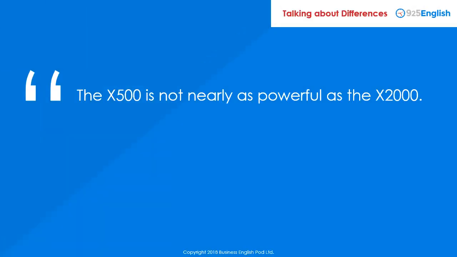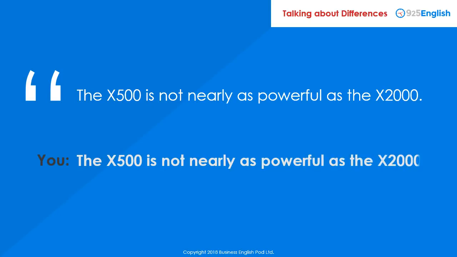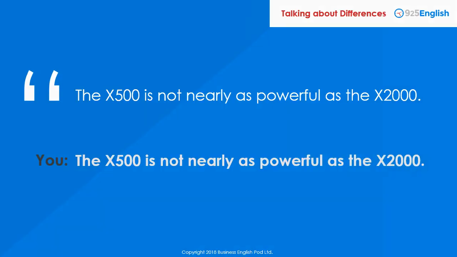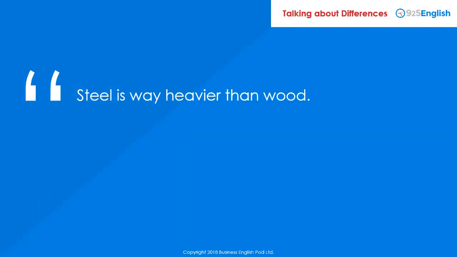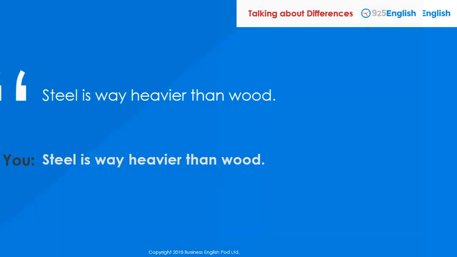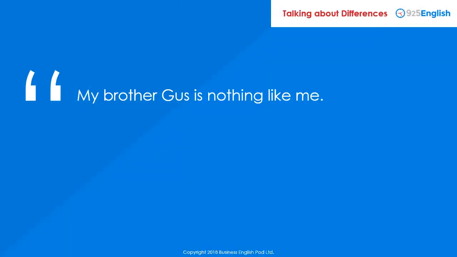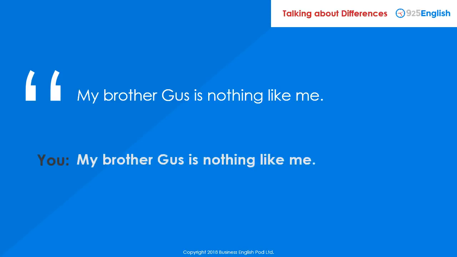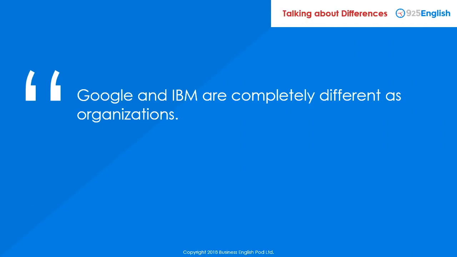The X500 is not nearly as powerful as the X2000. Steel is way heavier than wood. My brother Gus is nothing like me. Google and IBM are completely different as organizations.